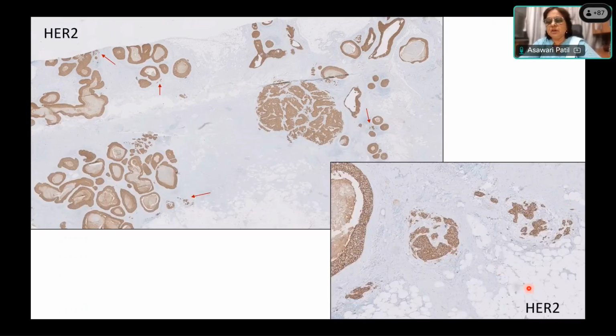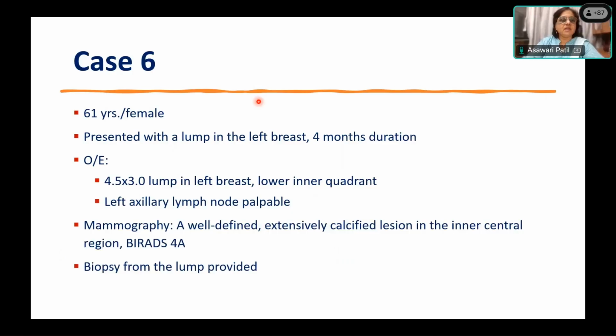Okay, here I'm going to show you HER2 again. We talked about HER2. We repeated HER2 because we found the larger focus here and we wanted to make sure it is still HER2 positive. And it is HER2 positive, score 3+. Is that clear? So before I go to the next case, Aisha, ma'am, do you want to say something?